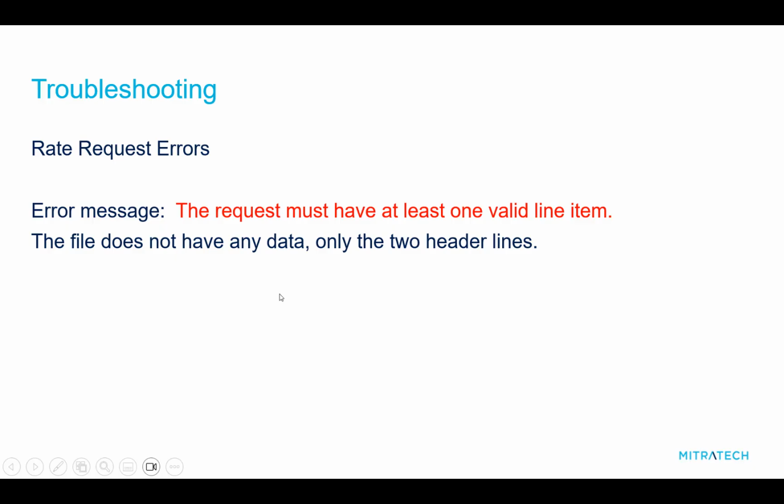Another rate request error you might see is the request must have at least one valid line item. In this case, we've seen that the file doesn't have any data, only two header lines. It might be helpful to open the file in Excel or maybe in Notepad.